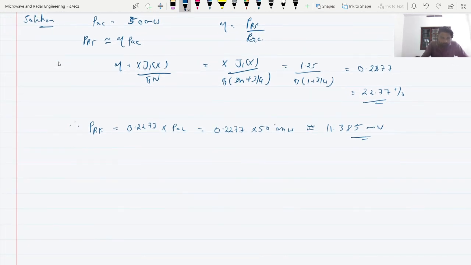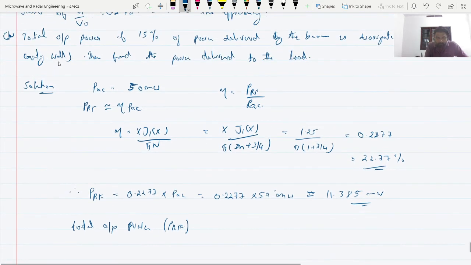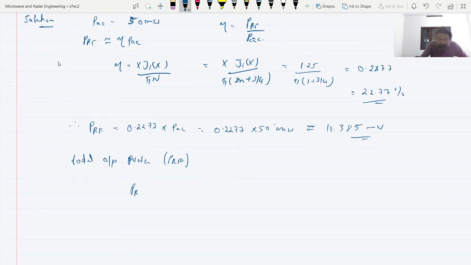you have to calculate the total output power, PRF. Okay, if 50% of power delivered by the beam is dissipated in the cavity part, so PRF is nothing but 50 minus 15% of 50, which will be 7.5, which is nothing but 42.5 milliwatt.